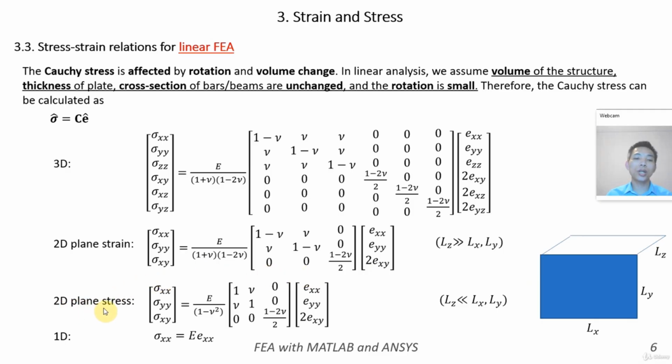And in the plane stress condition, the relation between the strain and stress is represented here, where the C matrix takes that form. As you can see, for the plane strain condition and the plane stress condition, the formulations of C are very different. And in 1D, very simple, sigma will equal Young's modulus multiplied by strain.